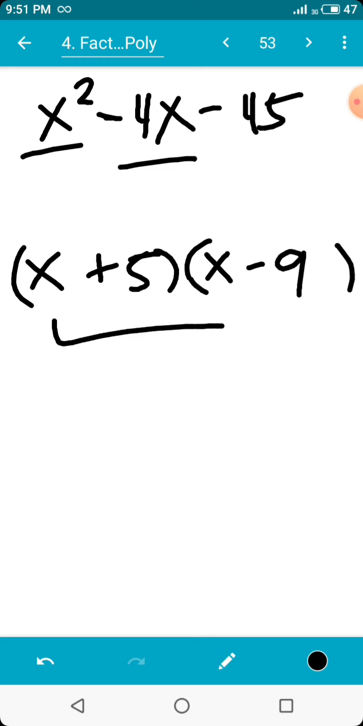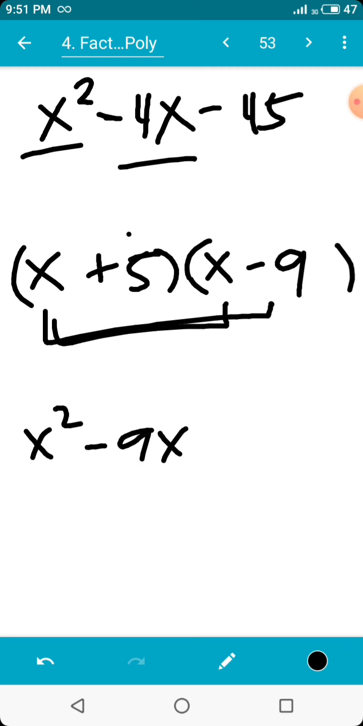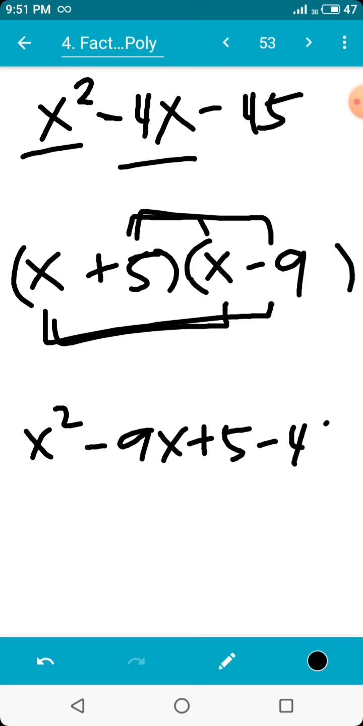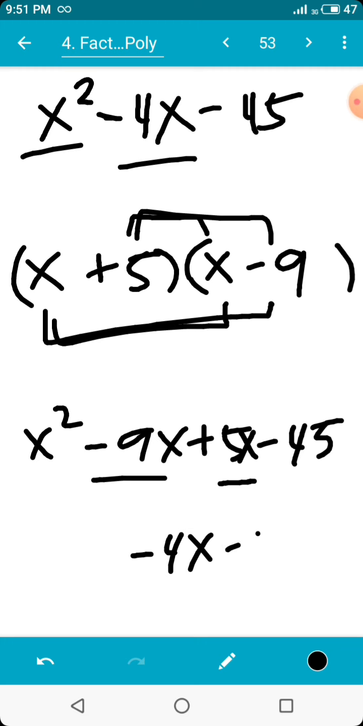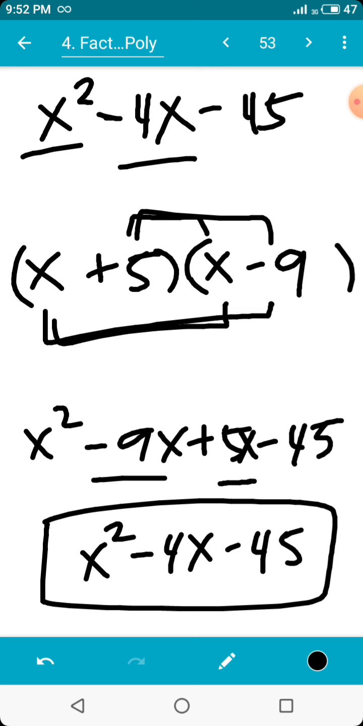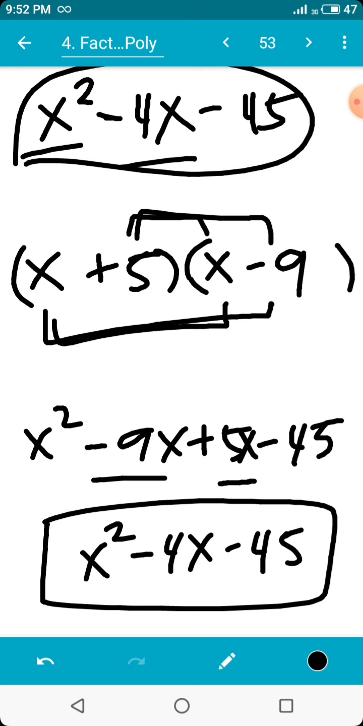So, check natin. So, x squared, negative 9x, positive 5x, negative 45. And then, combine like terms. Oh, this is 5x. Combine like terms. So, we have now negative 9x plus 5x, that is negative 4x. And then, bring down negative 45 and x squared. So, ito yung product na nakuha natin, which is same nung trinomials na kinuhanan natin yung factors. So, ibig sabihin, tama ang ating factors na x plus 5 and x minus 9. Okay?